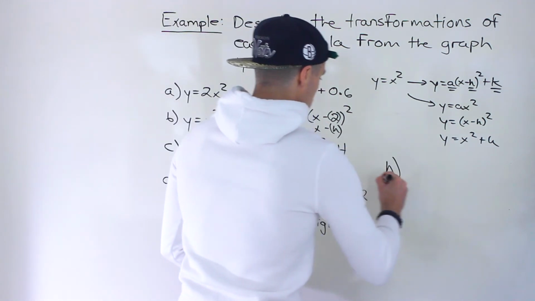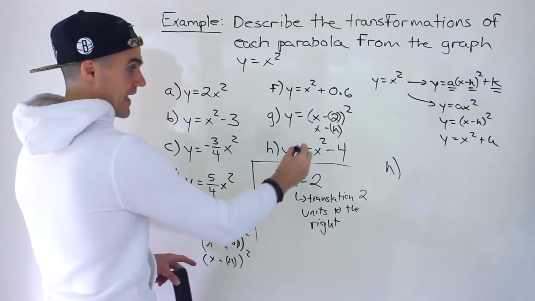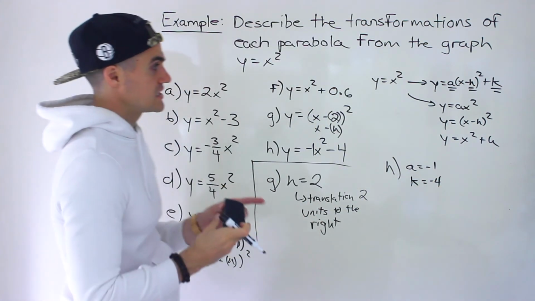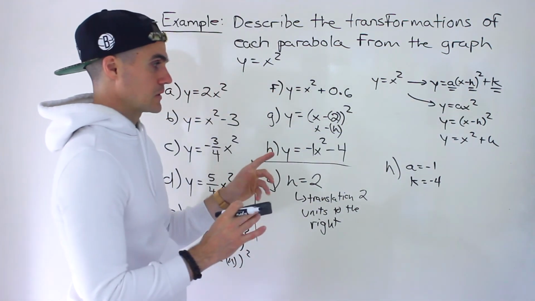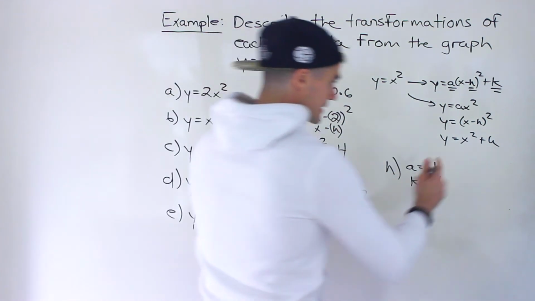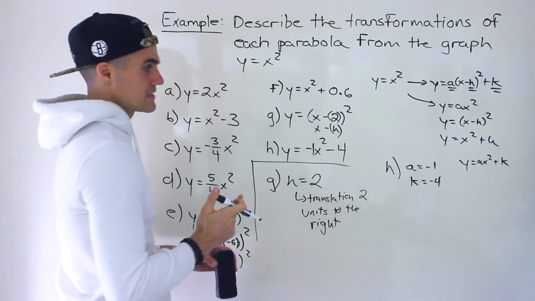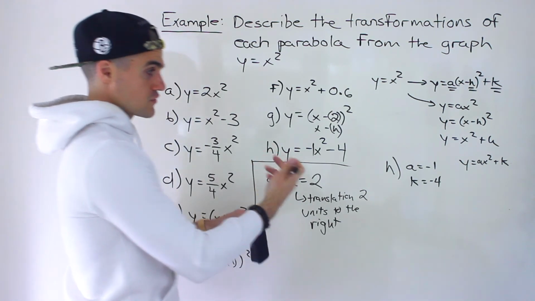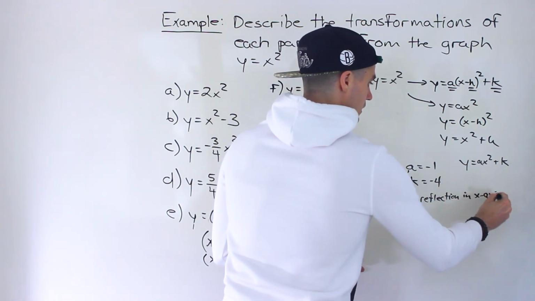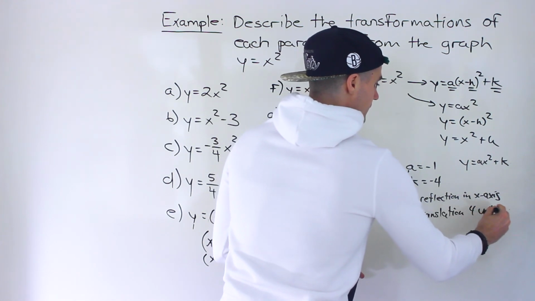Right, and then finally, part H, we got y = -x² - 4. This is actually a combination. Okay, notice that there's an a value of negative 1, and then there's also a k value of negative 4. So with all these other parts, we're just dealing with one of the letters, but in part H, we're dealing with two letters. And again, in future videos, we're going to be doing more where we're combining all of these letters, but this here is actually in none of these formats. It's like in a y equals ax squared plus k format, where the a value is negative 1, the k value is negative 4. So we got to look, there's two transformations here. For the a value of negative 1, there's just a reflection in the x-axis. And then a k value of negative 4 means that there is a translation 4 units down.